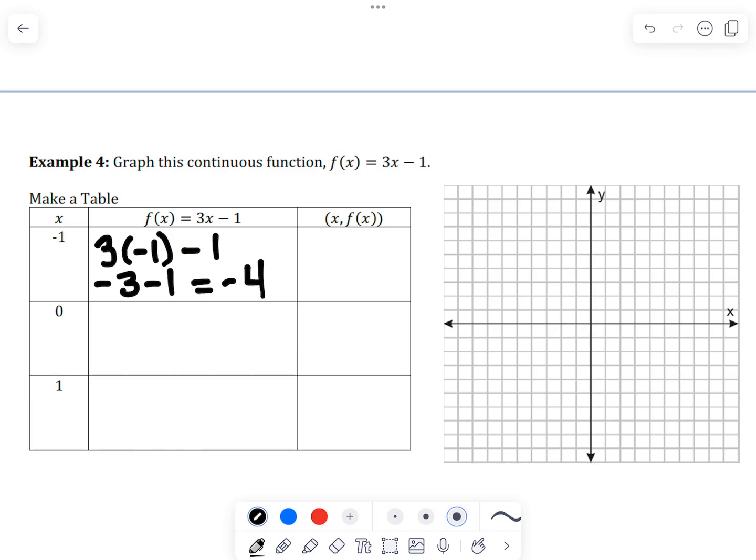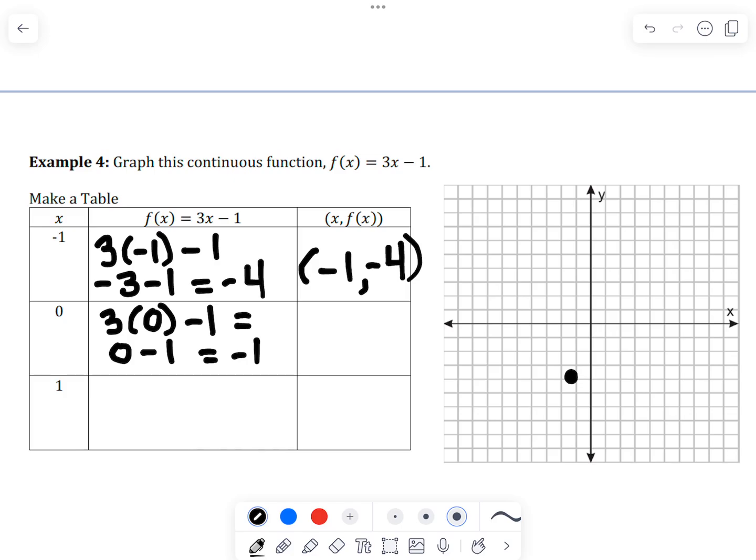So what we just found is an ordered pair on the function, on the curve. So negative 1, negative 4. So let's go ahead and graph that. So we're going to go left 1 and then down 4. All right, next one, evaluate it for 0. So 3, replace the x with 0. Simplify. 0 minus 1 is negative 1. So our next ordered pair is over 0, down 1.